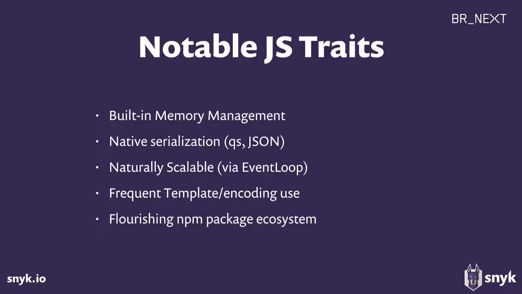Some are just scripting traits, and some are specific to JavaScript: built-in memory management, native serialization with JSON, and the fact that it's naturally scalable. Various great capabilities that help us be productive, right? Helps us run faster. Those are amazing capabilities, and they're core, and they are indeed parts of the reason that JavaScript is so successful, and that in general we can create these awesome things.